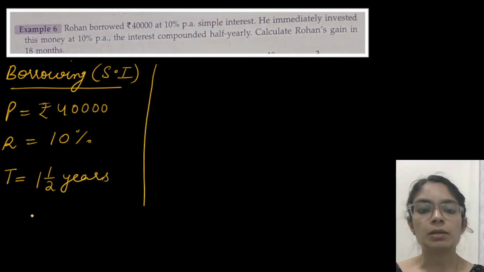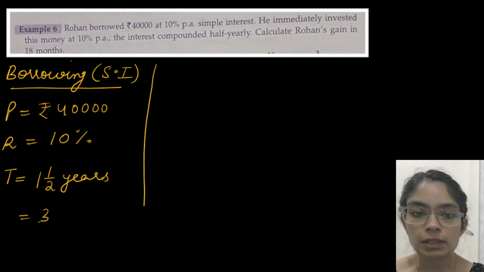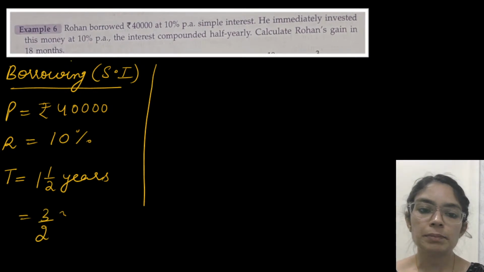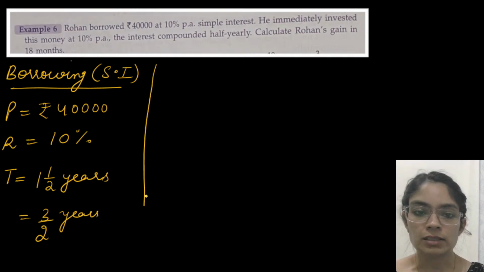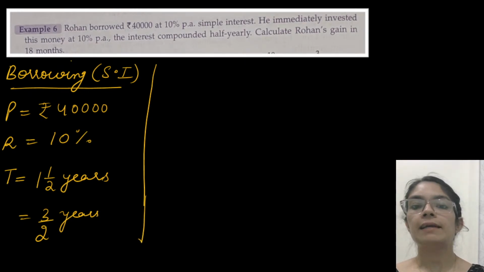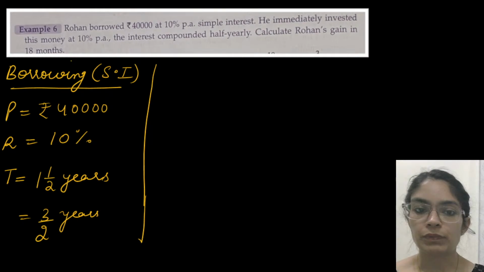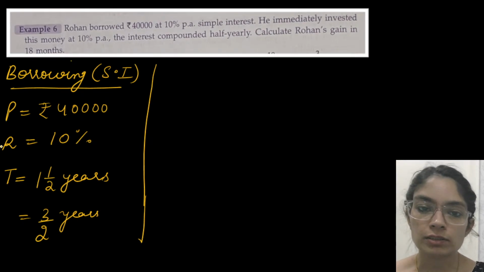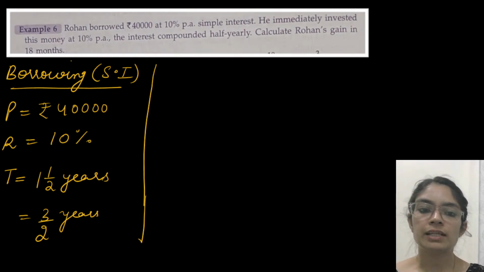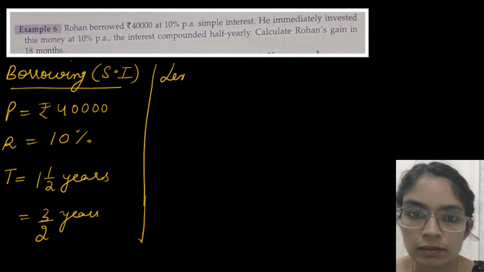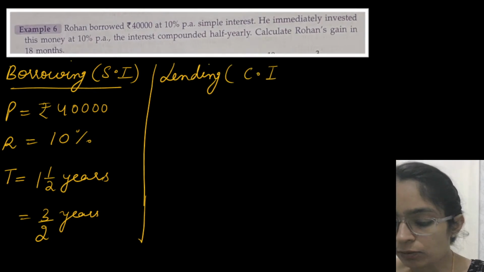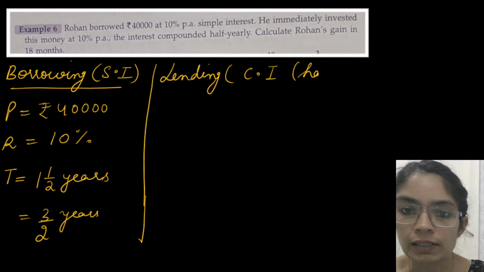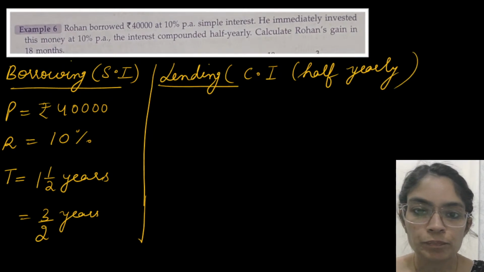In case of simple interest, we have to change the mixed fraction. It will become 3/2. Time is given to us in the form of a mixed fraction, and in half yearly also we have to change it. In yearly we don't change the mixed fraction. Then here this person is lending some money, or investing, you can say, at compound interest, and compound interest is also half yearly. You have to be careful over here.